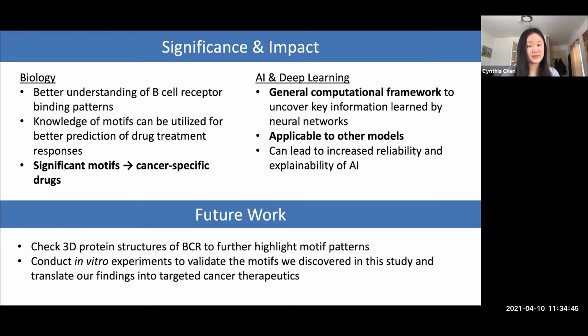Furthermore, on the AI and deep learning side, our research introduces this general computational framework to identify these specific patterns learned by deep neural networks. And we demonstrated that it's applicable towards other models as well. And so this can serve as an important first step towards more reliable and explainable AI models that are trained on biological data sets. And so there's a lot of further pathways for this research, such as potentially analyzing 3D structures of these proteins and maybe conducting wet lab analyses to further validate the motifs that we discovered.